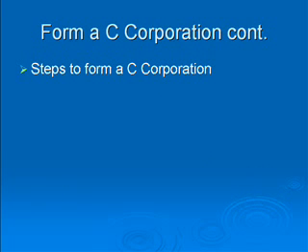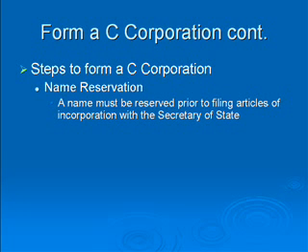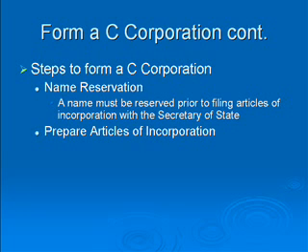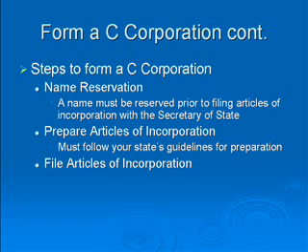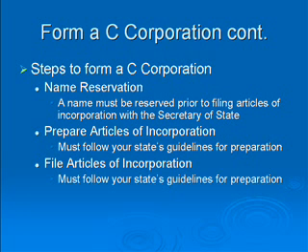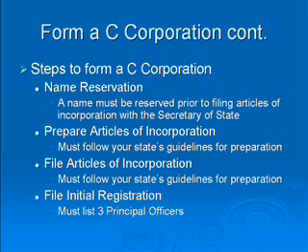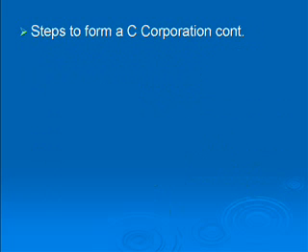The steps to forming a C corporation include a name reservation. A name must be reserved prior to filing articles of incorporation with the Secretary of State. Prepare articles of incorporation. Follow your state's guidelines for the preparation of these articles. File the articles of incorporation, and again, follow your state's guidelines for preparation and filing of those articles. File the initial registration. And this must include 3 principal officers.